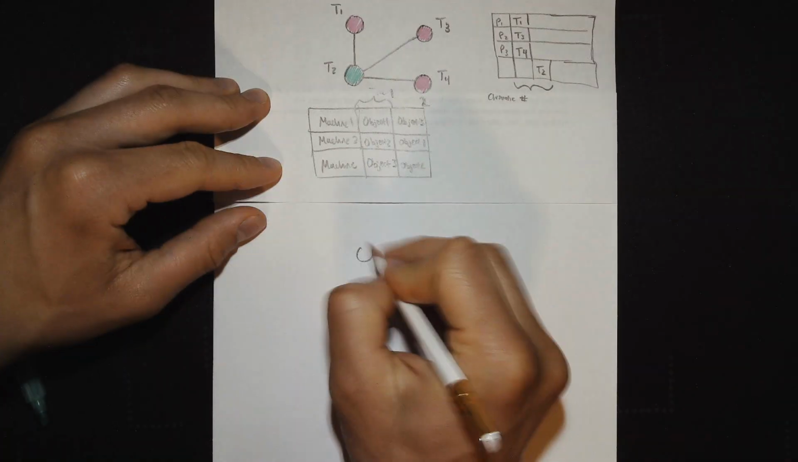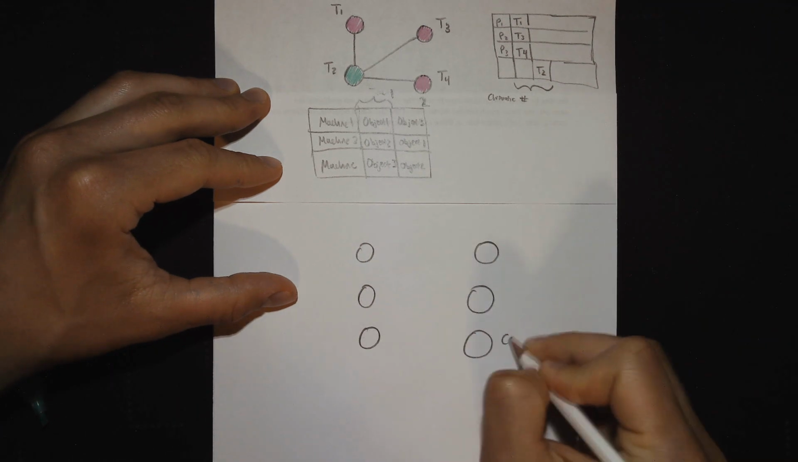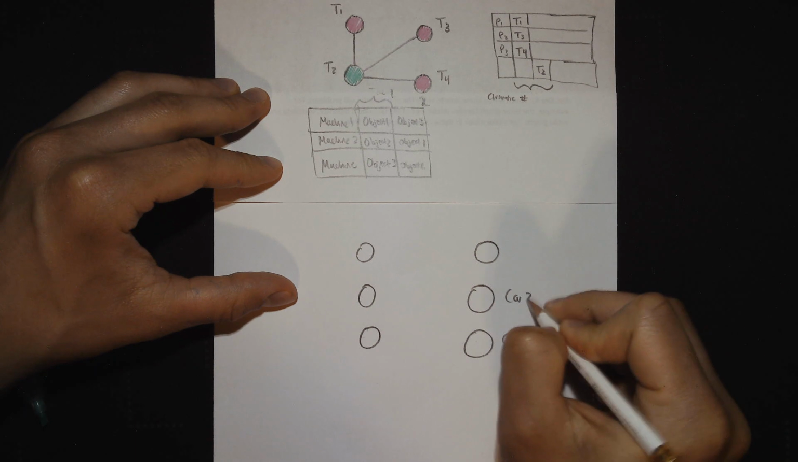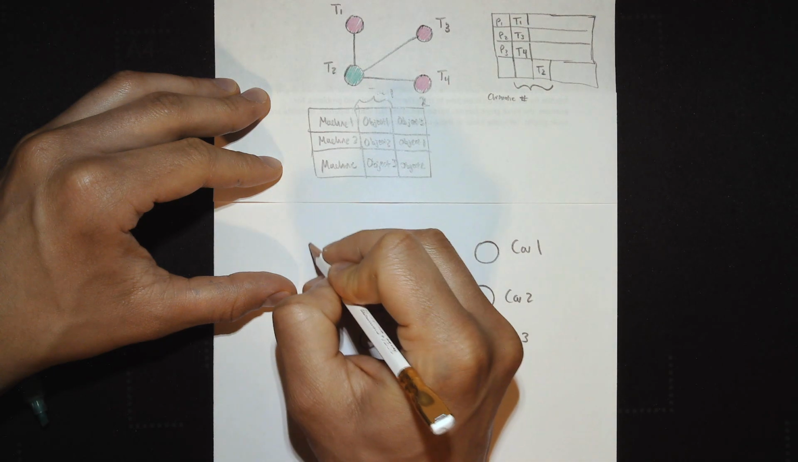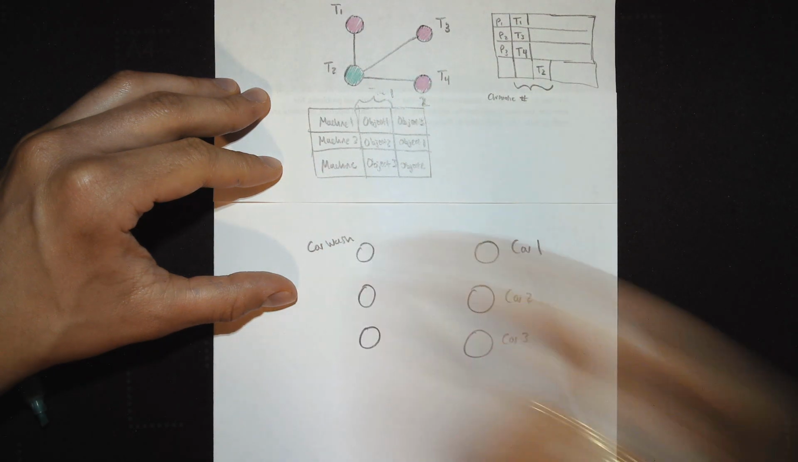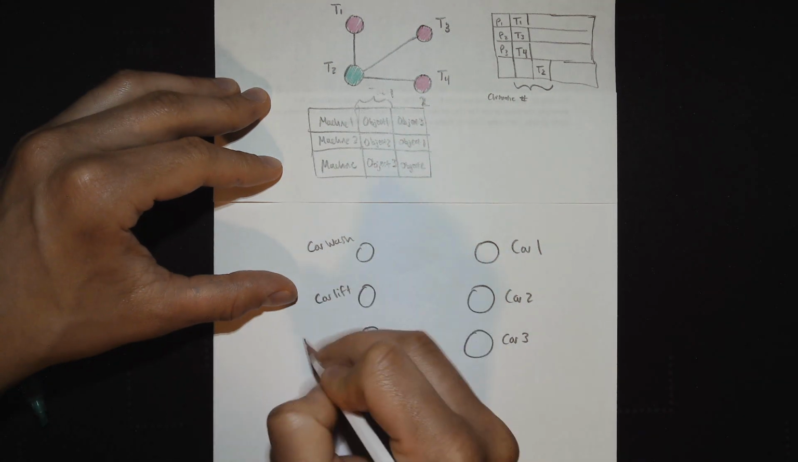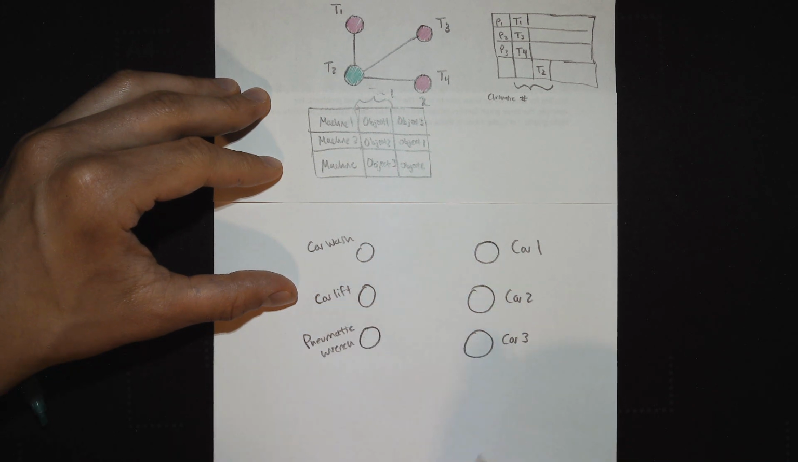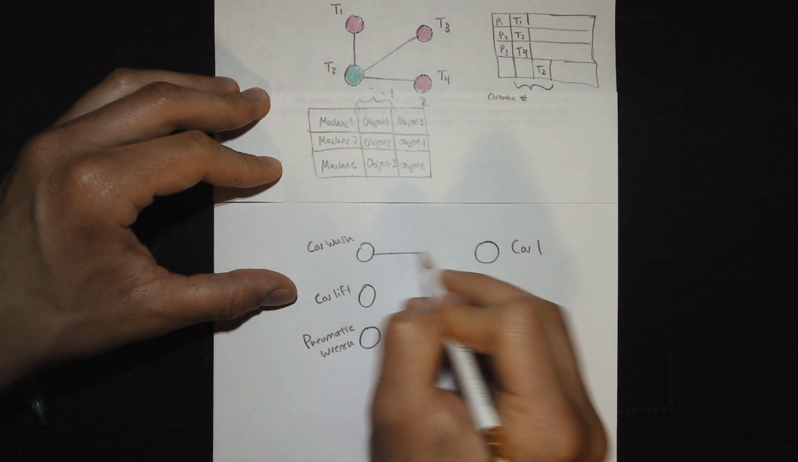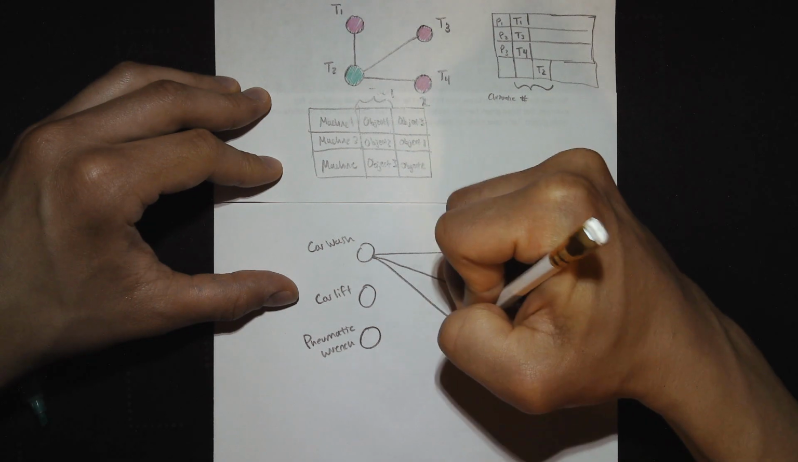Okay, so this is how we could maybe start to represent the problem. This would be car 3, car 2, car 1, right? And this could be the car wash, this can be the car lift, and this can be the pneumatic wrench. And then the car wash needs to perform its special task on each of the cars, right?